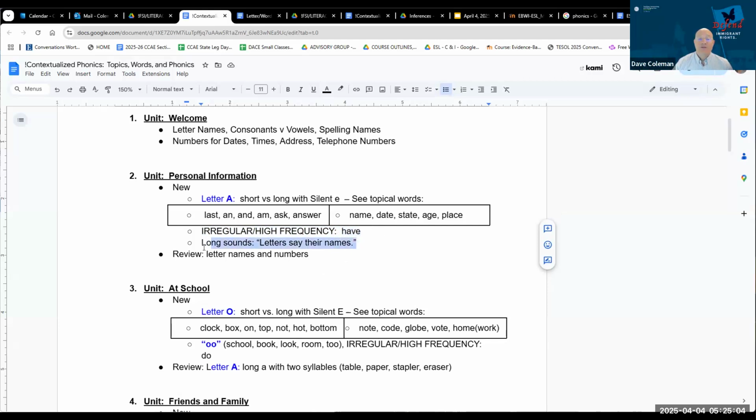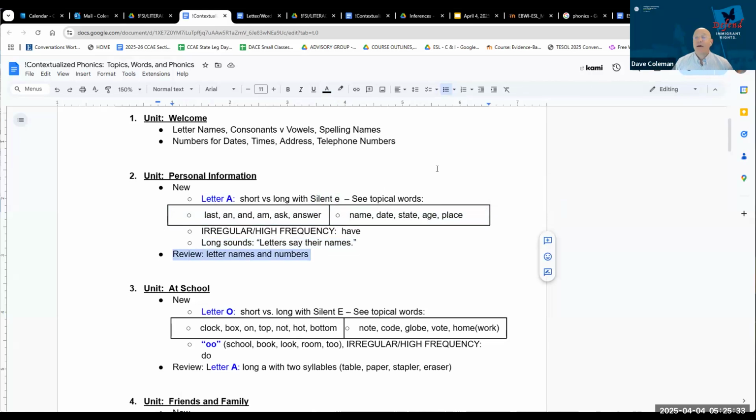And then there's a little extra information. Long sounds, letters say their names. And I used to create a little visual where the silent E had a big fist and a muscle and was kind of saying, what's your name? What's your name? Hey, hey, hey. So I used to play with that. But the point is, we're focusing on one letter and only two sounds and one spelling rule. Okay. And then you're going to review letter names, right?